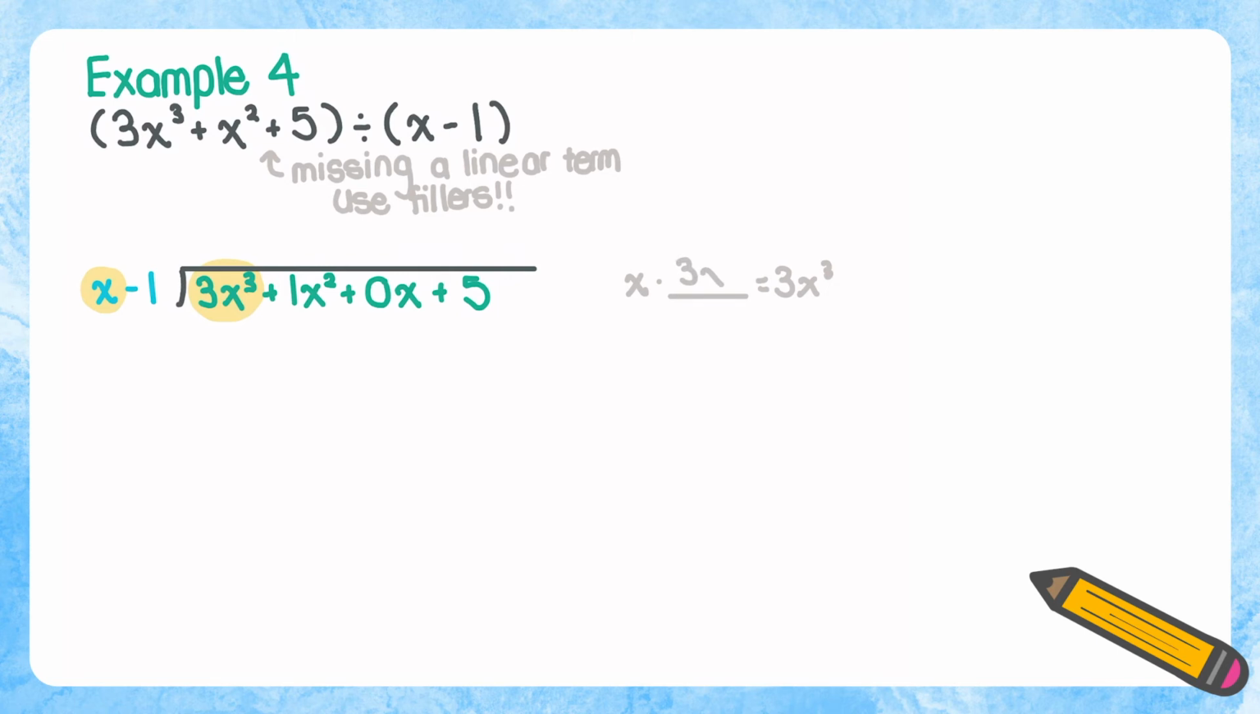Right, so x times 3x squared would equal 3x cubed. And remember, I want to line like terms up. So I'm going to write 3x squared right here because it's a quadratic term. I distribute: 3x squared times x is 3x cubed, and 3x squared times negative 1 is negative 3x squared. And remember to flip signs for both terms.